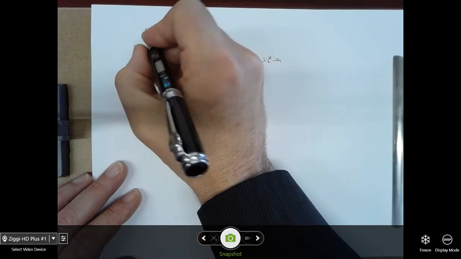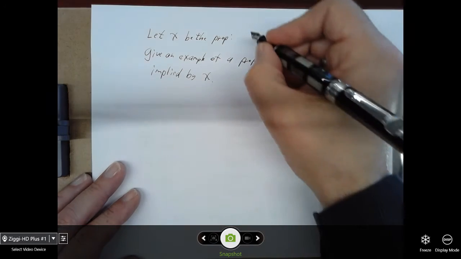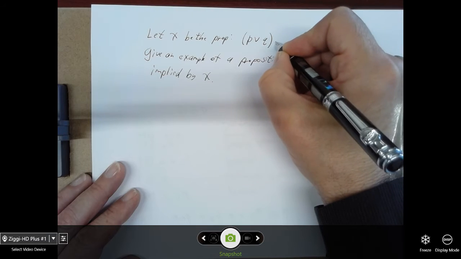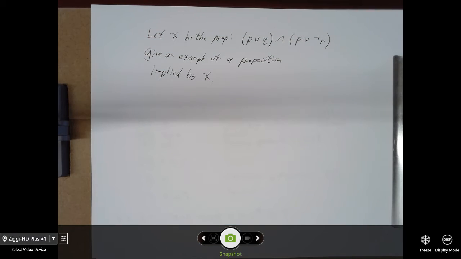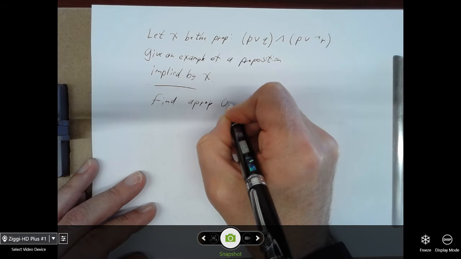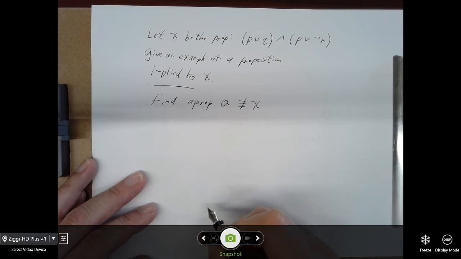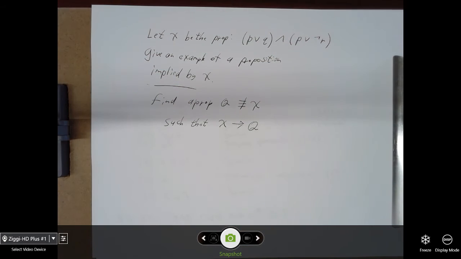So let's make a fictitious proposition. Let X be the proposition P or Q and P or not R, where P, Q, and R are some propositions also. So that's what X is. And we want to show something implied by this. In other words, find a proposition Q, which is not the same as X, such that if X is true, then Q is true. That's what that question is asking for. Okay, the wording can be a little tricky. So find a proposition Q other than X, which is implied by X. Meaning if X is true, Q is guaranteed to be true.